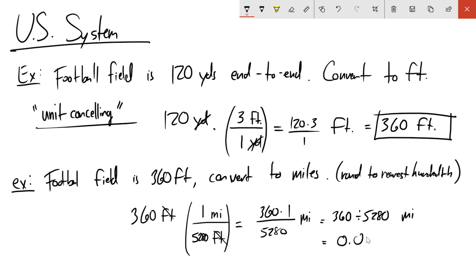0.068. So 0.068, and I said round to the nearest hundredths. So that would be like 0.07 miles. So it's like a little less than a tenth of a mile. So you have to run up and down a football field quite a few times to run a mile.